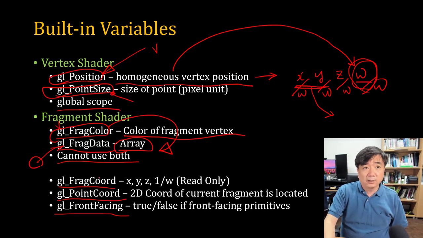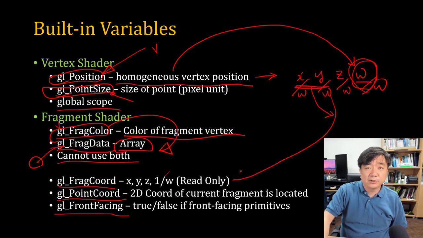Okay. And there are two coordinates, x, y, z, and one divided into w. That is lead only. So we set the x, y, z, w value with the GL position. It is sent to the fragment shader, then it changes its value with one over w. Why? I don't know, but it is much more convenient because we need to divide it.